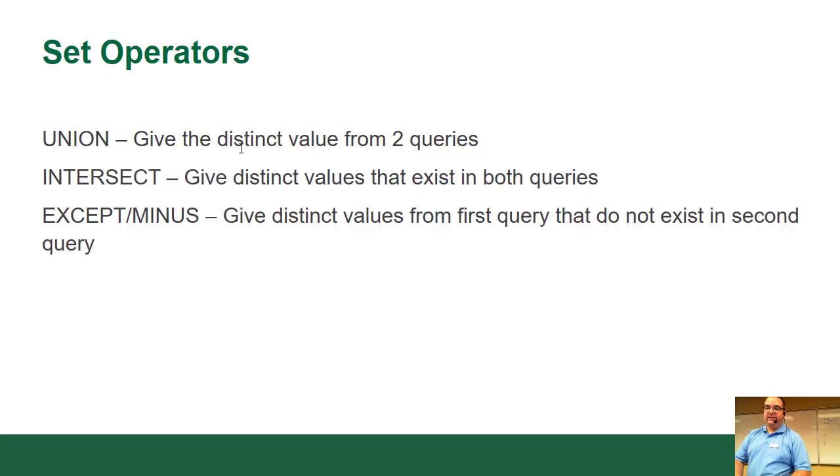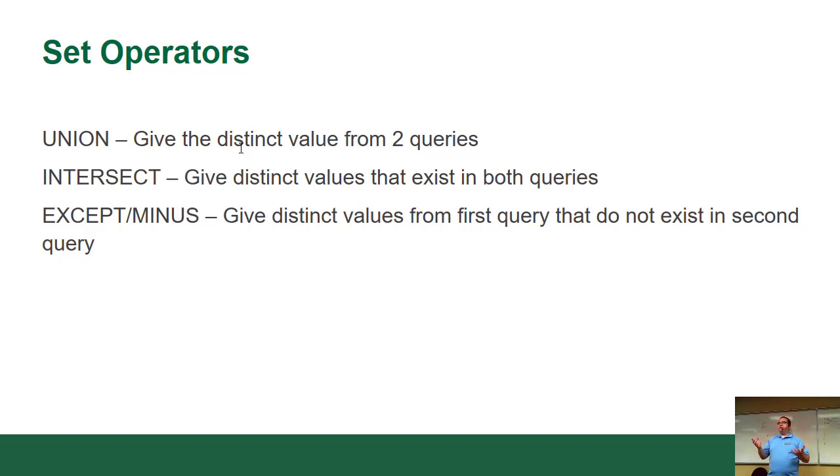And of course, I don't even have a slide after this. Union. Union gives you the distinct values from two different queries. I need to do a two-second bit of setup to be able to demonstrate this. Intersect gives the distinct values that exist in both queries. And except and minus gives you from one side or the other.